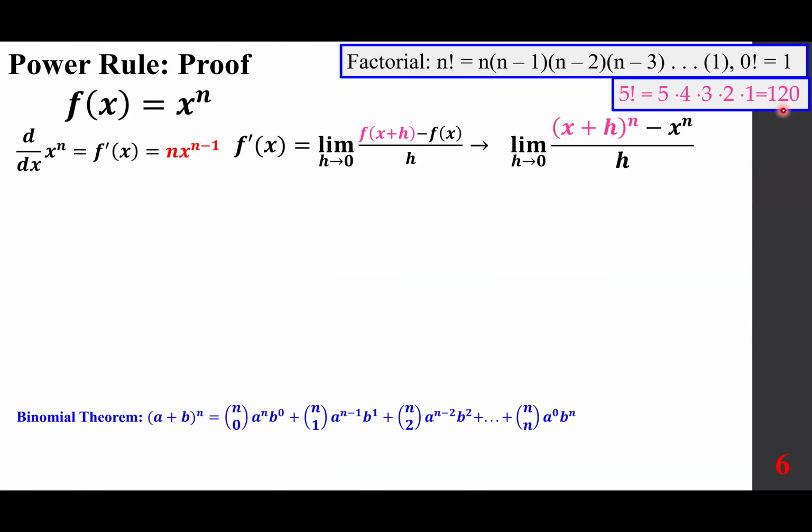What is the binomial theorem? (a + b) to the power of n is n choose 0, a to the power of n, b to the power of 0, plus n choose 1, a to the power of n minus 1, b to the power of 1, all the way to the end, n choose n, a to the power of 0, b to the power of n.